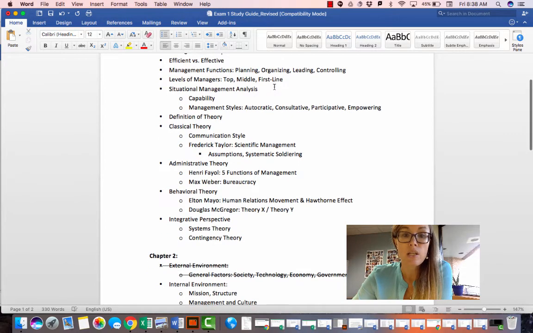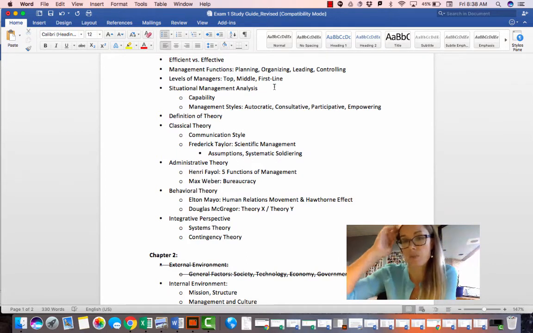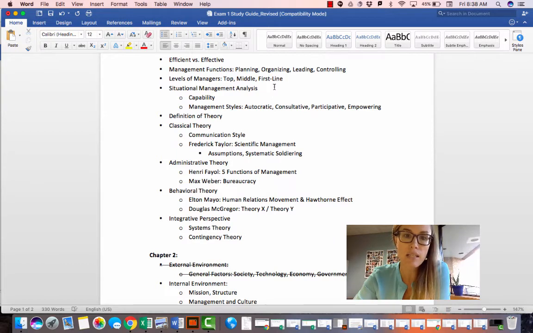You will be asked to do a situational management analysis, just like the exercise we did in class and the exercise that you turned in, being able to take a situation and to identify what their capability is and then the appropriate management style. There will also be questions about what capability is composed of, that ability piece, and then also that motivation. So look back at those components.